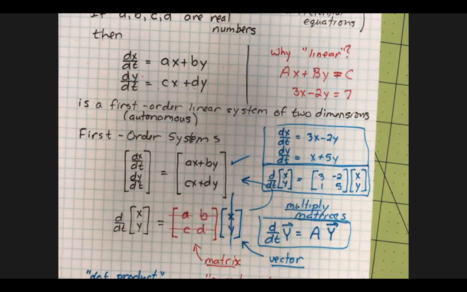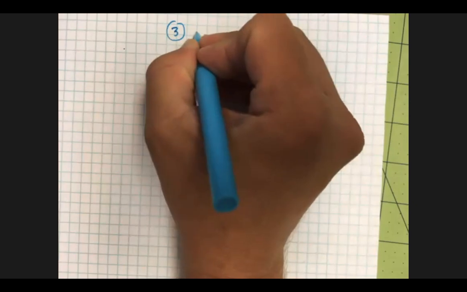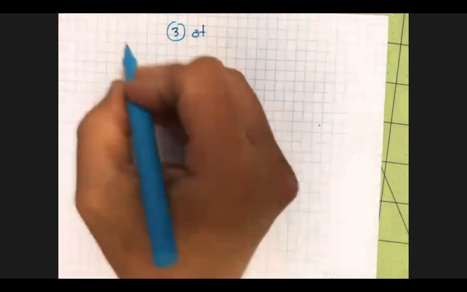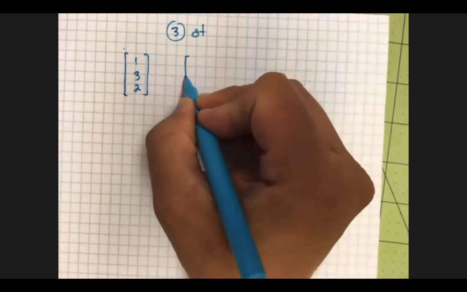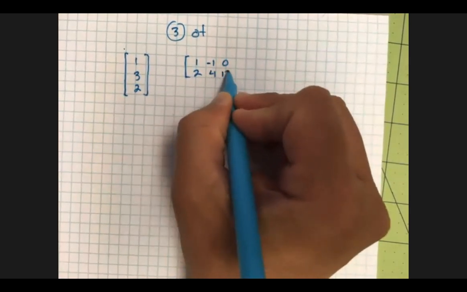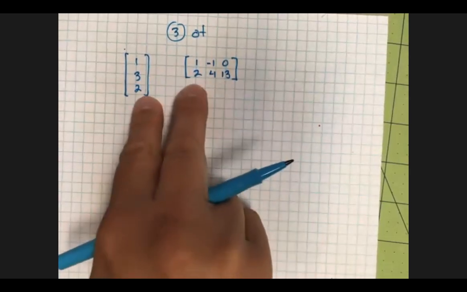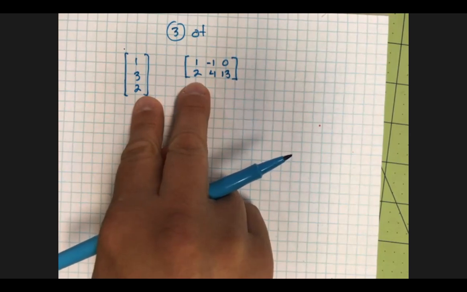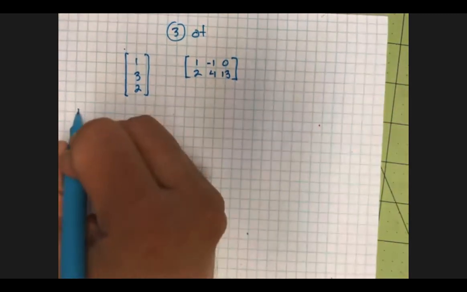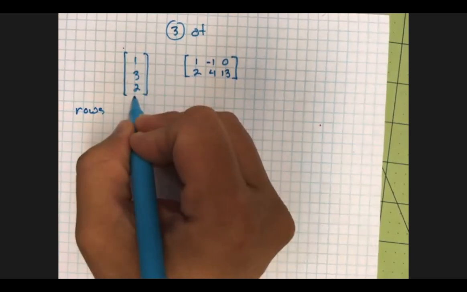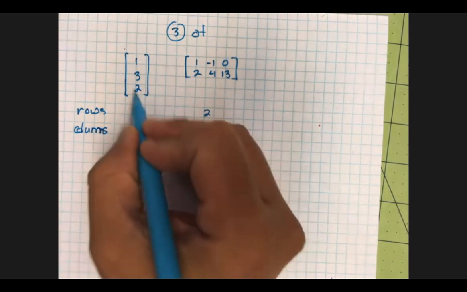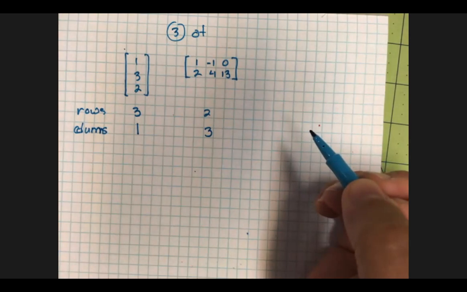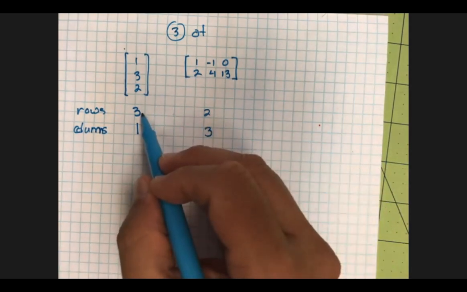Now, when you write a matrix, let's go to the next page. Let's just get you your matrix vocabulary while we're here. When you write a vector and a matrix, let's say there's the vector 1, 3, 2. And here's the matrix 1, minus 1, 0, 2, 4, 13. Now, I can use fractions or radicals. I can use anything I want, but I'm just pulling numbers out of the top of my head. When you talk about a matrix, you automatically examine its rows and columns. So this matrix right here has 3 rows, 1, 2, 3 rows. This matrix has 2 rows. This matrix has 1 column. This matrix has 3 columns. So you always talk about a matrix by mentioning its rows and columns.